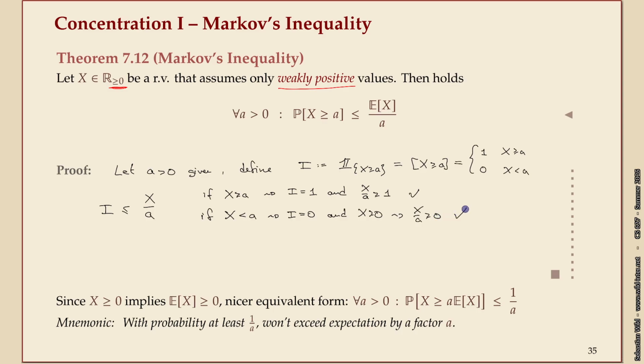So in both cases, this is true, okay? No matter what values x takes, this is always true in terms of the actual random variables. Clear? Now let's take this inequality and take expected values on both sides.